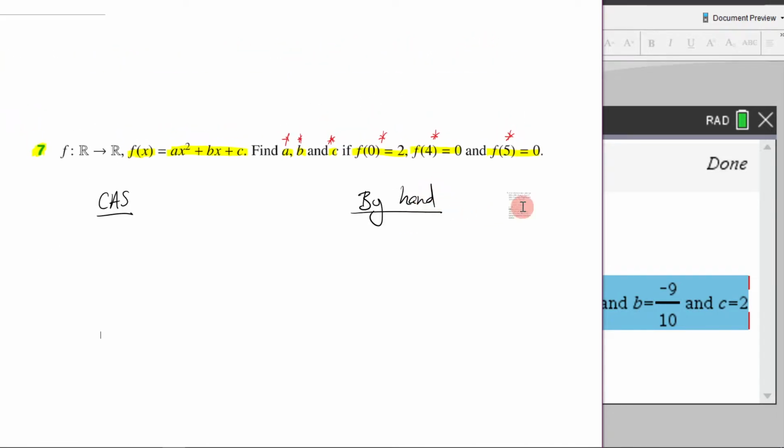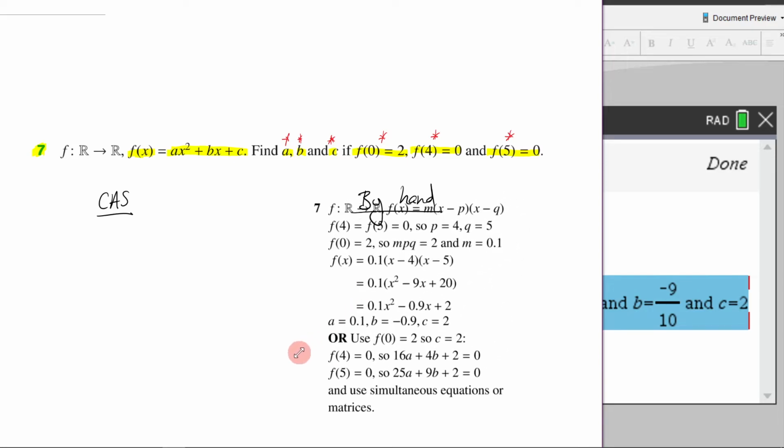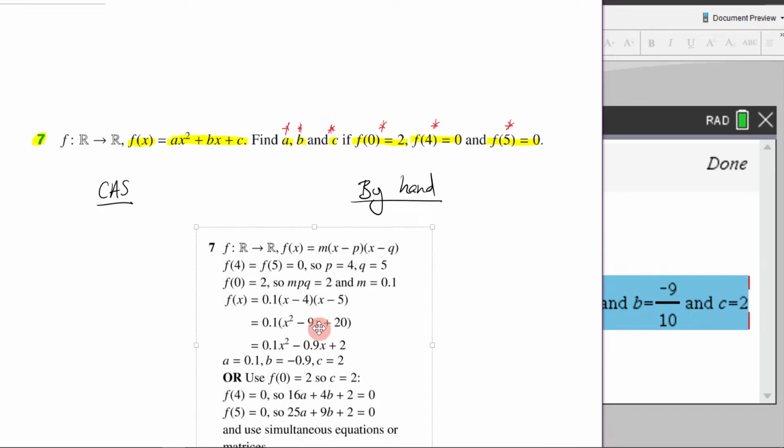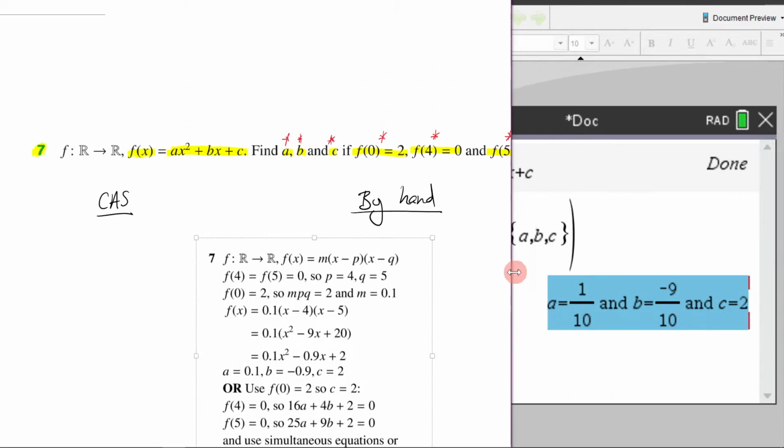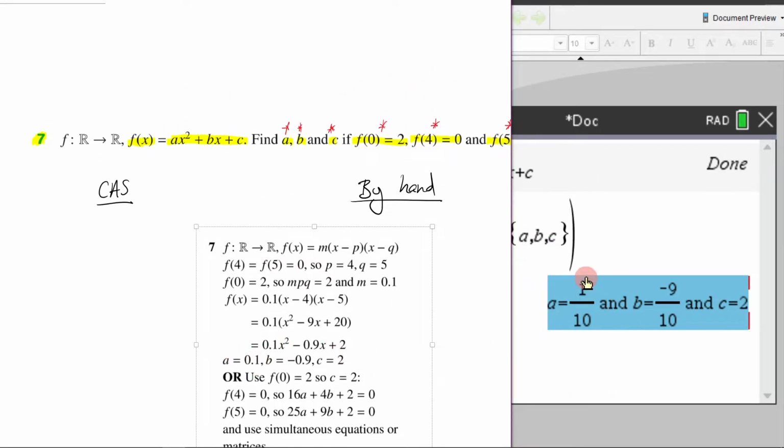So as you can see, if we use our CAS calculator, we can do this very efficiently. If we just quickly look at the answers here before we jump into how to do it by hand, let me just make this nice and big. So as you can see, a is 0.1, which is the same as 1 on 10. b is negative 0.9, which is the same as negative 9 on 10. And c is 2. So we've just used our CAS to do this.